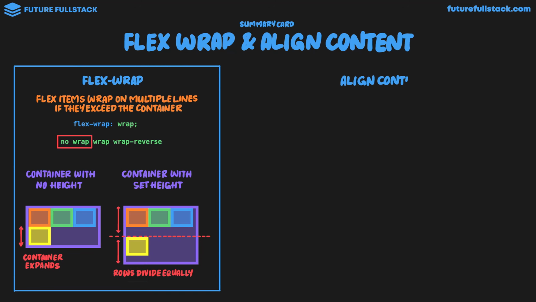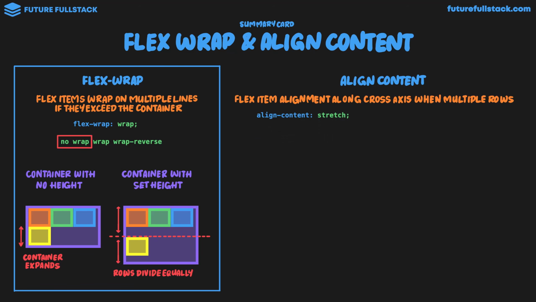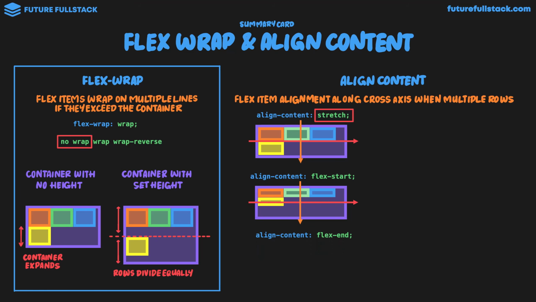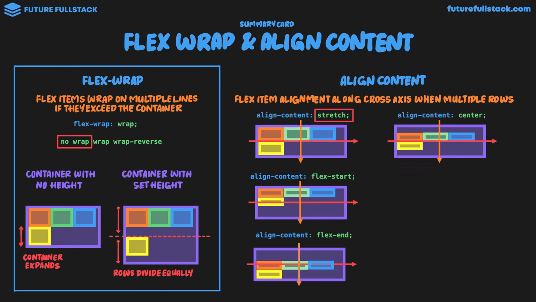We then looked at align content. Align content dealt with flex alignment along the cross-axis when there are multiple rows. We looked at all the values, including align-content stretch, which is just a default value, and in diagram form, our flex items just stretch the full width of their row. Align-content flex-start is when our flex items go to the start of the flex container along the cross-axis. Align-content flex-end is when our flex items go to the end of the flex container along the cross-axis. Align-content center is when our flex items center along the cross-axis.